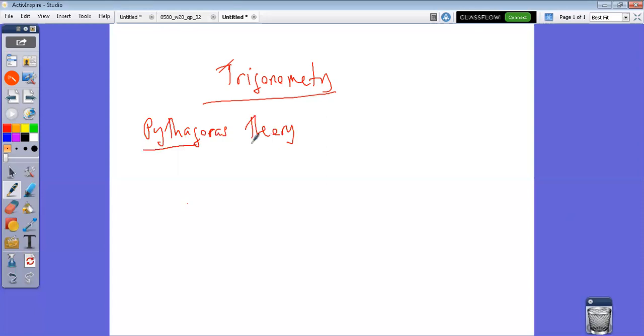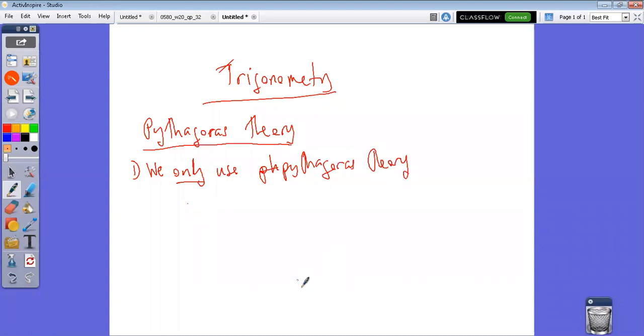So number one is that we need to know that we only use Pythagoras theory to find one of the sides of a right angled triangle. Only for a right angled triangle.